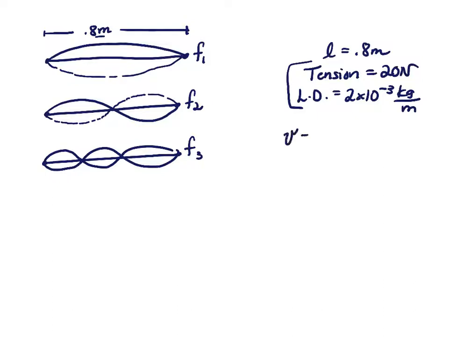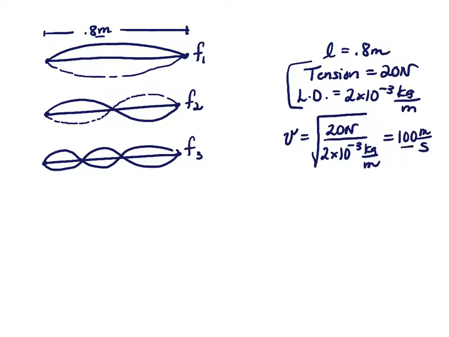So the velocity, if you recall from class, is the square root of the tension, which is 20 newtons. This is for all waves on strings, divided by the linear density, 2 times 10 to the negative third kilograms per meter. And if I do that calculation, you get a nice 100 meters per second for the velocity. That is going to be useful in a little while.